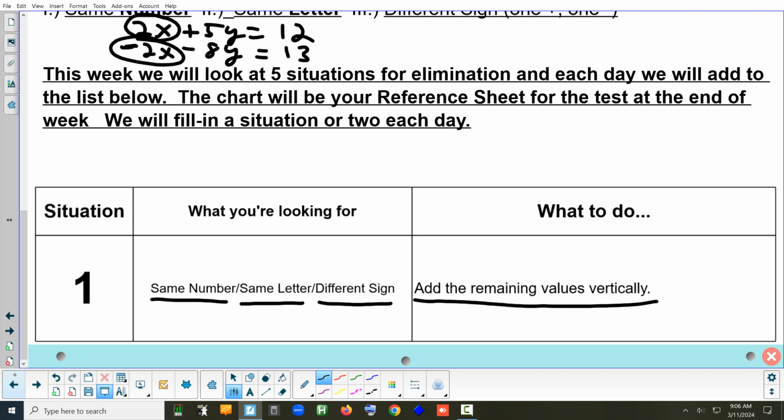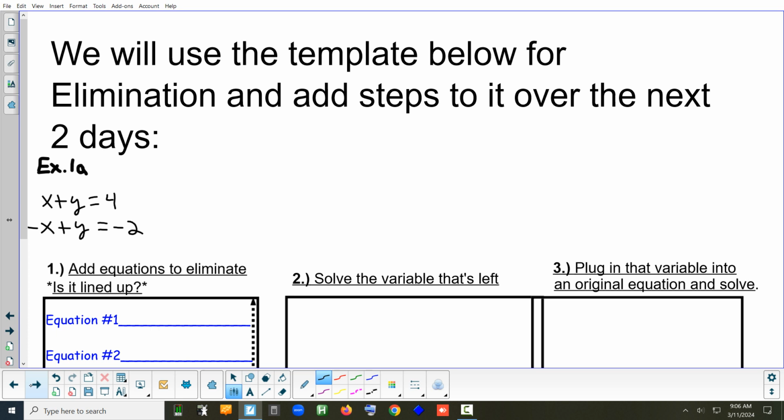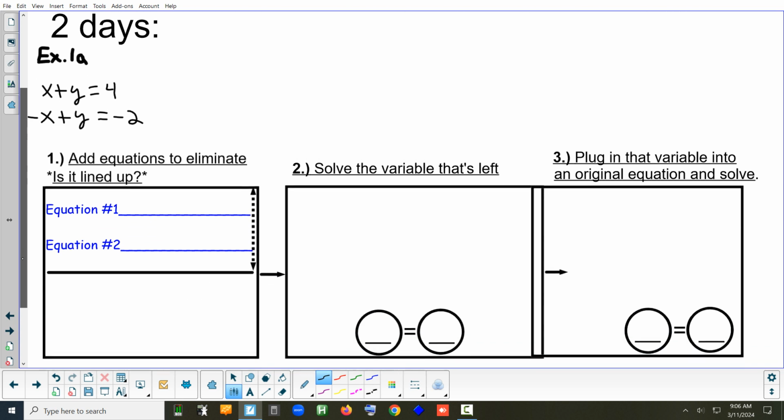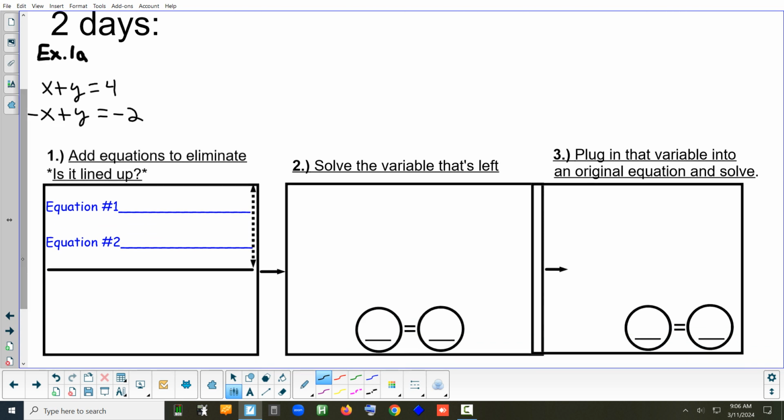All right, so let's try. This is the template that we're going to use just to organize our work. I'm going to show you how it works, and we'll label what each box is for. I don't think it's printed on your guided notes, so you need to copy down the example, and you need to write what's under 1, 2, and 3.